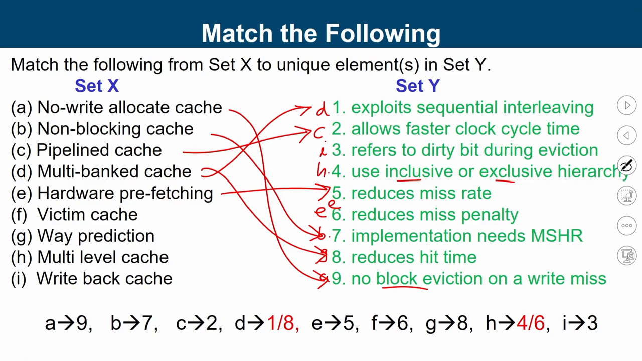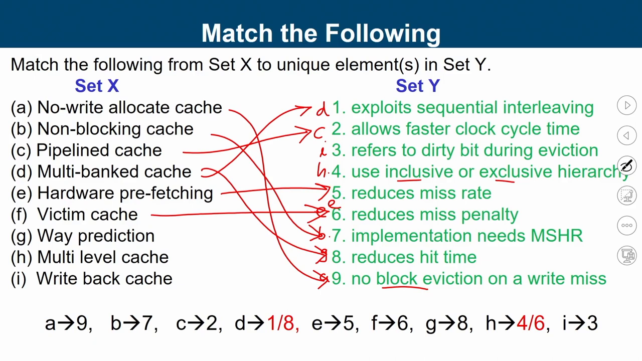Or if it is kept inside a special stream buffer, then it will reduce the miss penalty. That's the way it has been looked into. So two possibilities are there. Now, victim cache will reduce miss penalty, because rather than going into the main memory, I can come back directly and take it from the victim buffer.